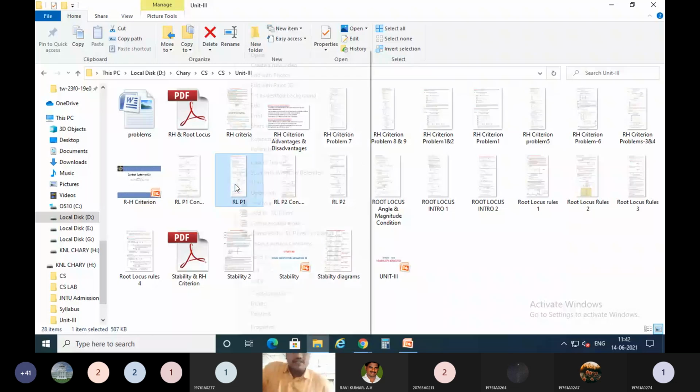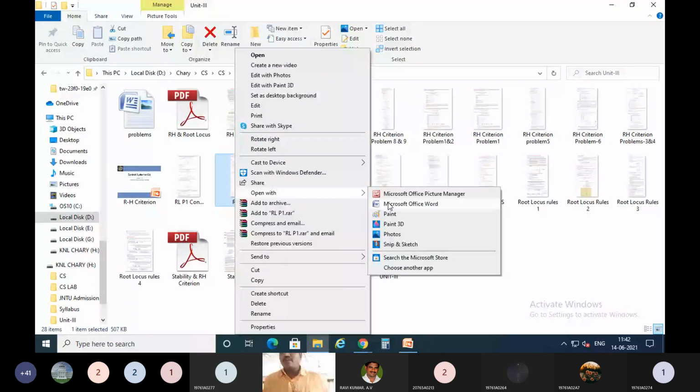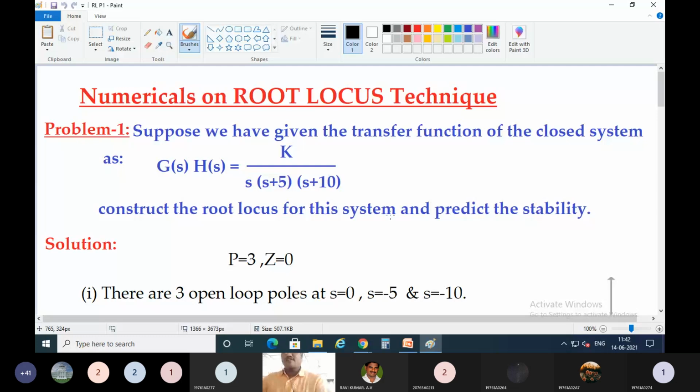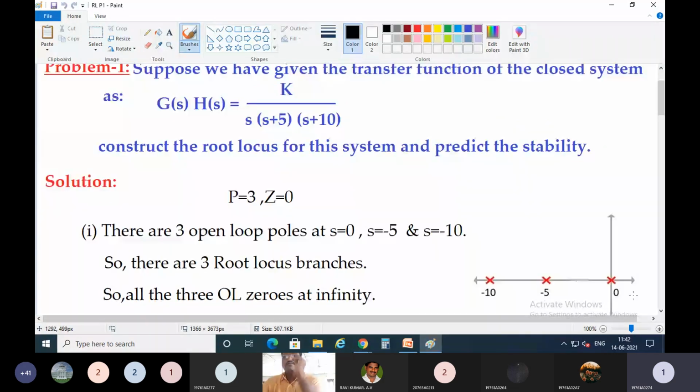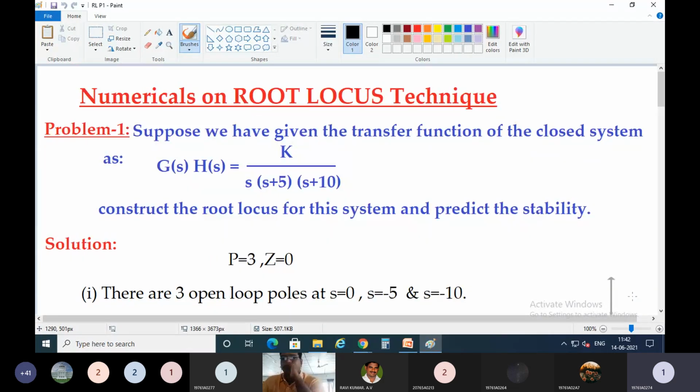So as time would be wasted, I already typed all of it in the morning, 2 problems, 2 numericals. Numerical 1, problem 1, just read, Sangavi. Numericals on root locus technique. Problem 1. Suppose we have been given the transfer function of the closed loop system as G(s)H(s) equal to k by s(s plus 5)(s plus 10). Construct the root locus for the system and predict the stability. So they have given the open loop transfer function.